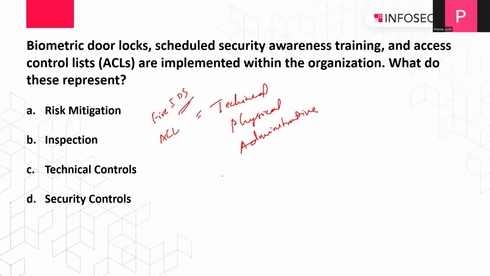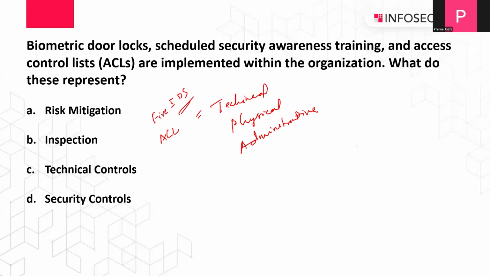Administrative control focuses on the organization's policies, procedures, and training to manage security. So security awareness training, incident response planning, policies, and procedures all come under administrative control. Then we have physical control, which is related to protecting your physical access. We have biometric locks, security guards, CCTVs, fences, gates, and barriers. All these are physical control.